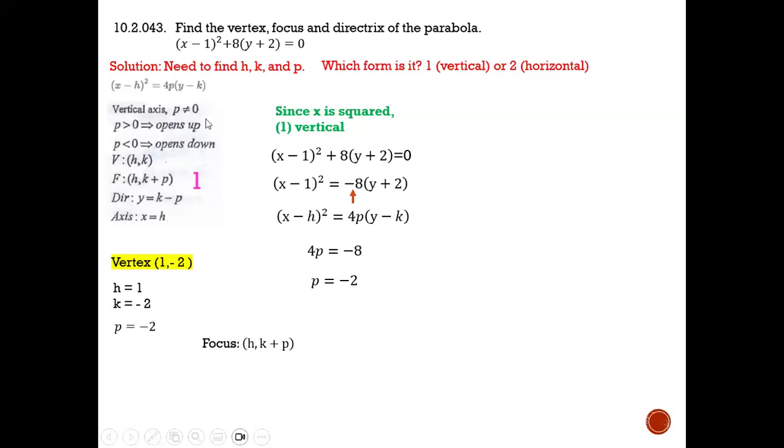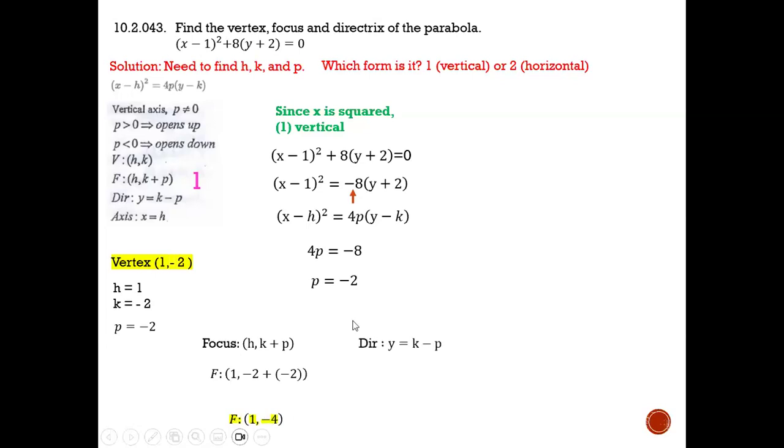Okay, so remember we need to find vertex, focus, and directrix. We found vertex. So how am I going to find focus now that I have the k and the p? Focus is right here. It's the h, and the second coordinate is k plus p. So let me plug that in. I have the h value already. I need the second coordinate. It's k, which is negative 2, plus p, which is negative 2. So add that. Negative 2 plus negative 2 is negative 4.